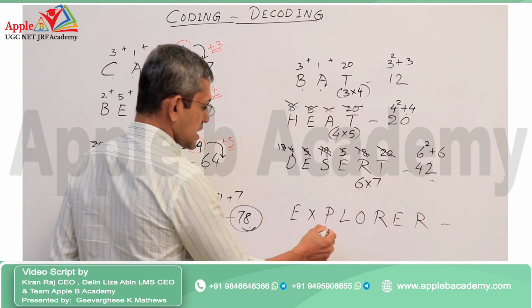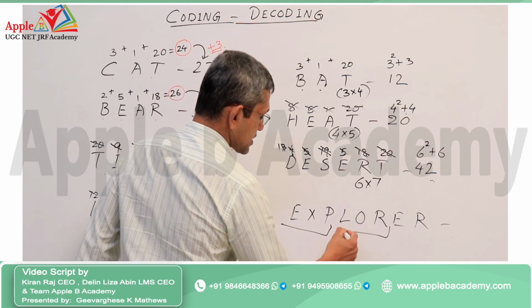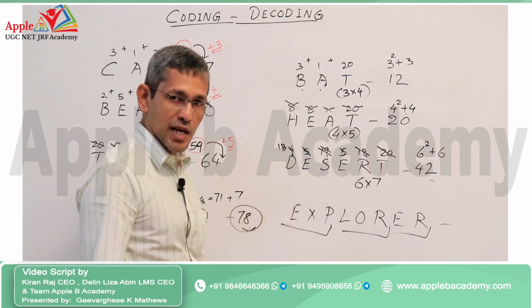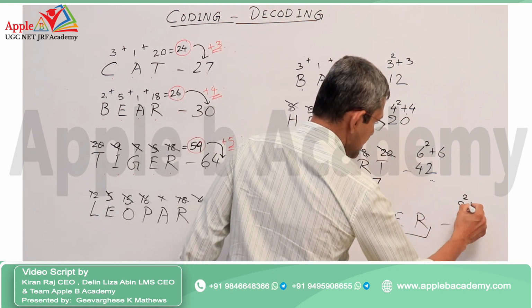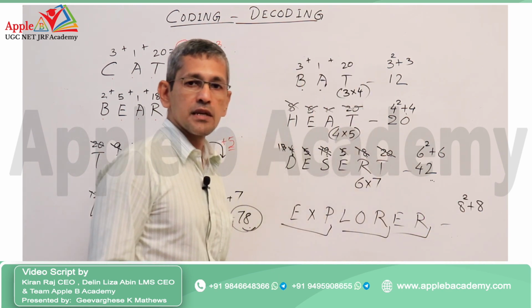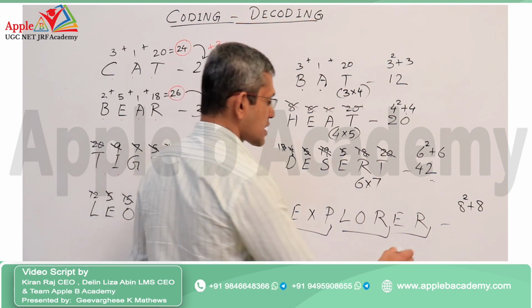So apply the pattern here. We have 3, 3 plus 3 is 6, 6 plus 2 is 8. So a total of 8 letters. 8 into 9, or 8 square plus 8. 8 square is 64, and 64 plus 8 is 72. So 72 is the answer.